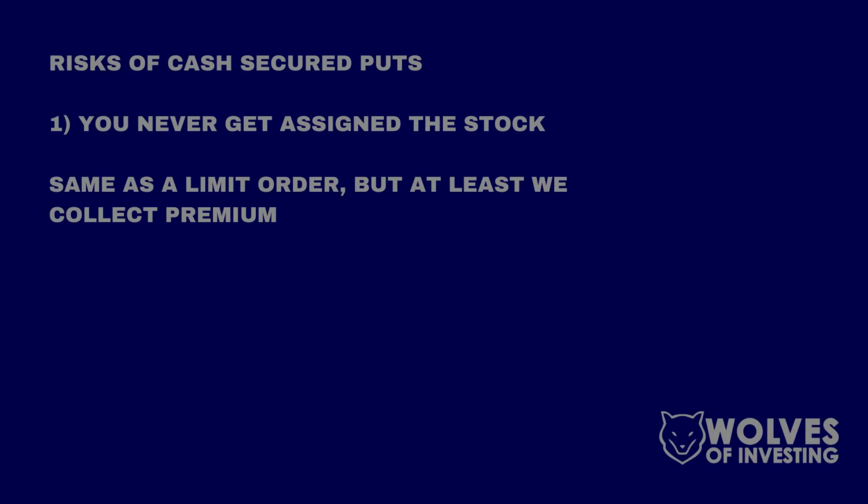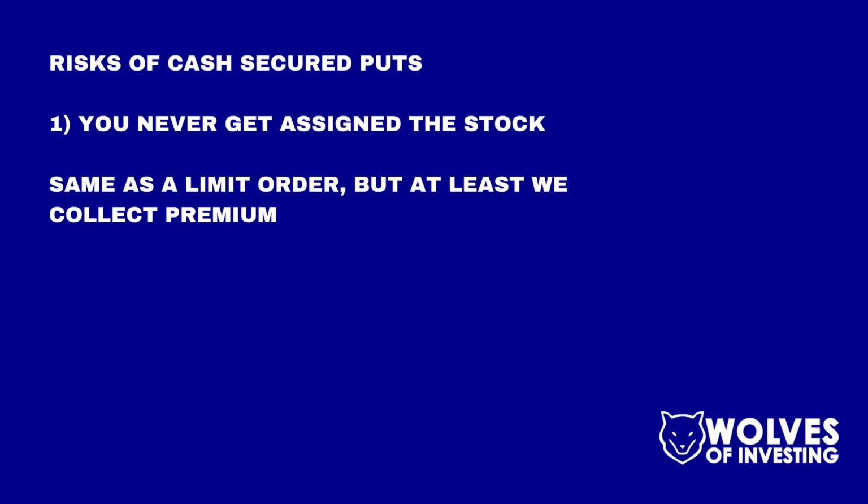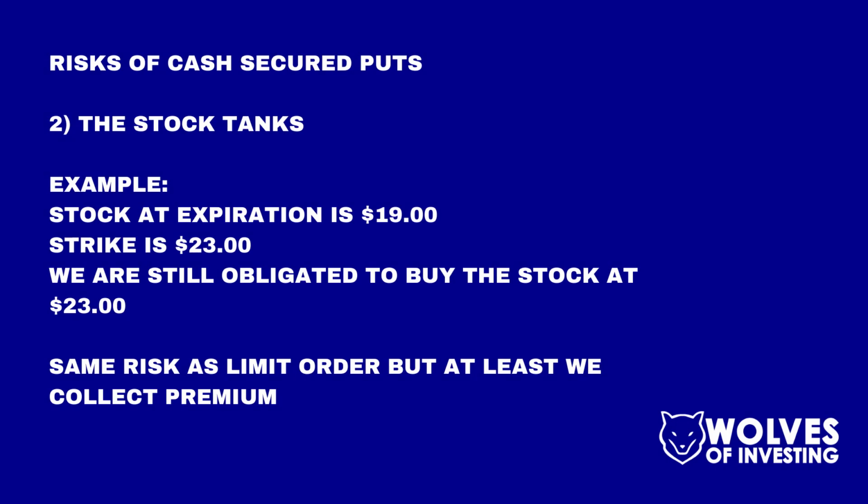So what are the risks of writing a cash secured put? The first risk is that the stock shoots higher and you never get assigned the stock. If this is a stock that you really wanted, then that would be a bummer. However, this is the same risk as if you were to place a limit order. Except that, unlike a limit order, you'll be collecting premium, so it's actually not that bad. A second risk is if the stock tanks well below the strike price. If you are already planning to hold the stock long term, then it's the same risk as if you were to do a limit order. Except that it's not as bad as a limit order because you collected the premium.